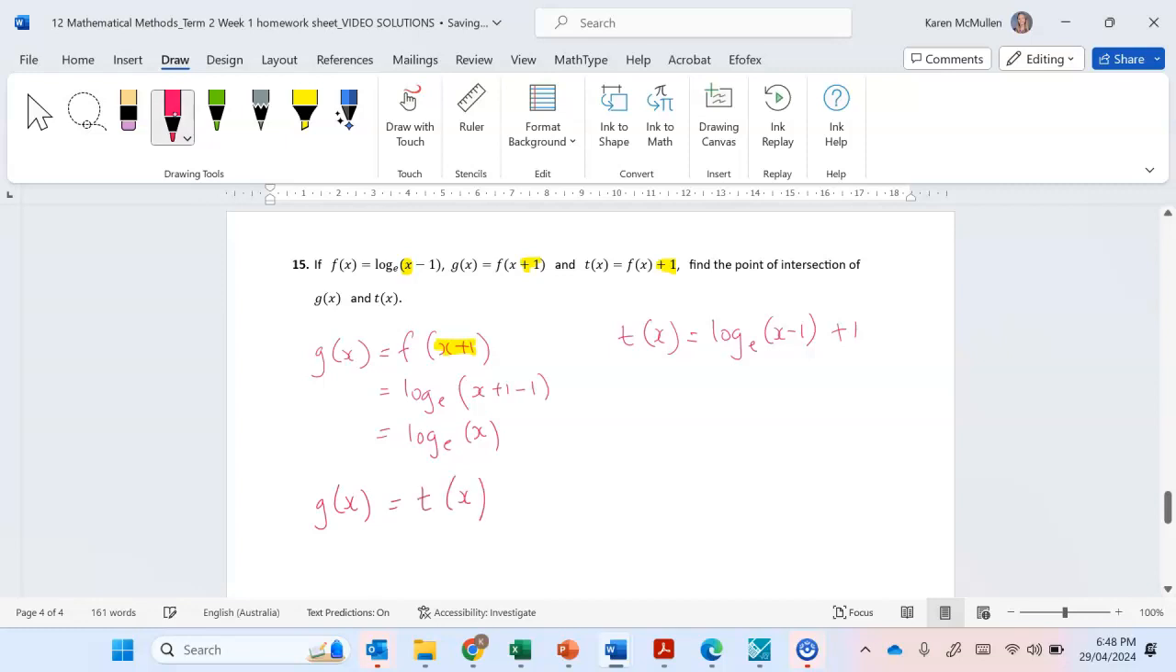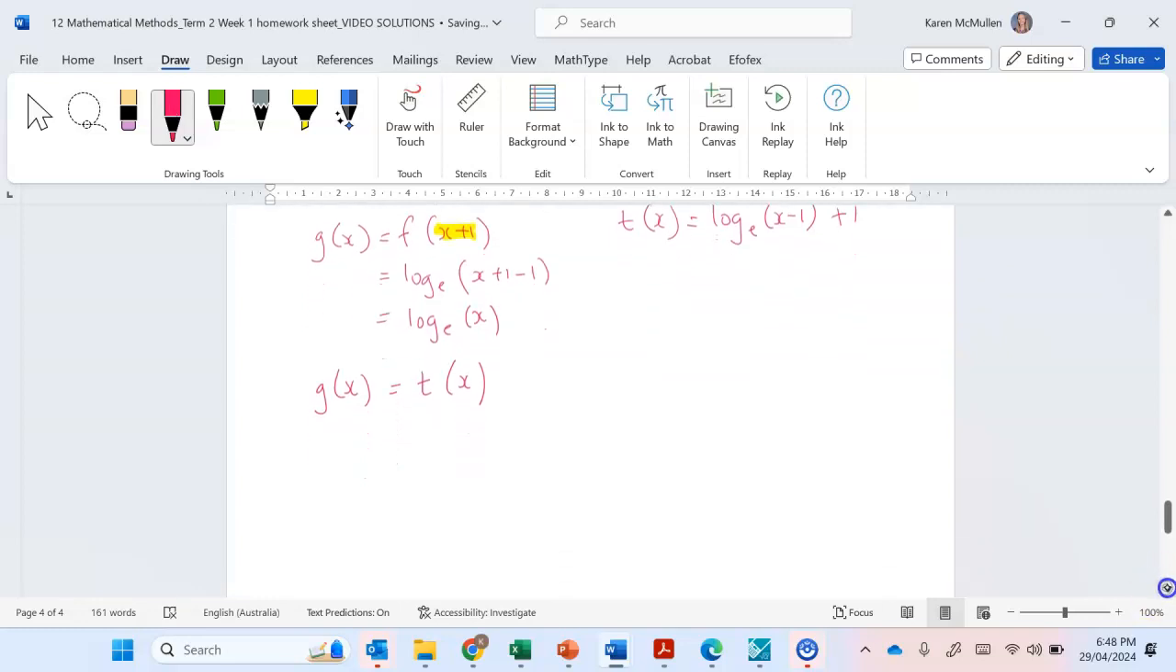Maybe the combination of g and t is chi. Anyway, can you tell it's getting a bit late?